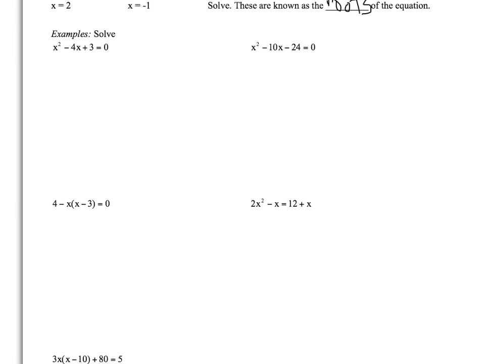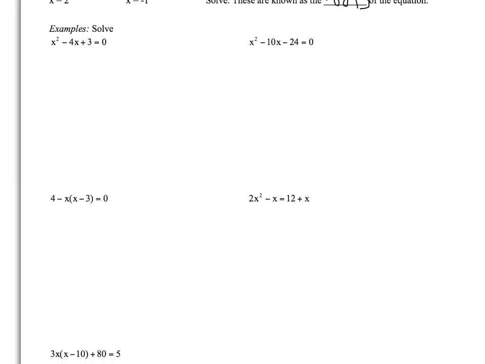It says x squared minus 4x plus 3 equals 0. The first step we're going to do is make sure it's set equal to 0, or in standard form. It is. The next step is to factor it, and this is going to factor to two binomials. We do our double bubble.